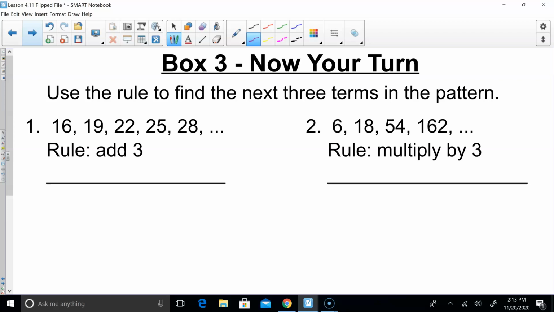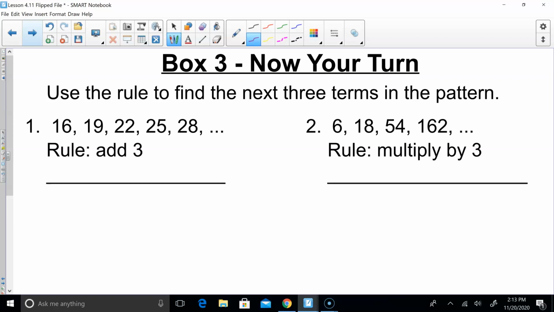Now your turn. It's now time to show off your skills. So you're going to use the rule to find the next 3 terms in the pattern. So you have 16, 19, 22, 25, 28, and your rule is you want to add 3. The next one, number 2, is you have 6, 18, 54, 162. Your rule is to multiply by 3.